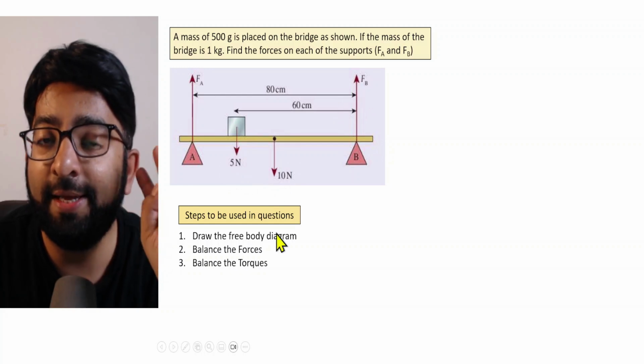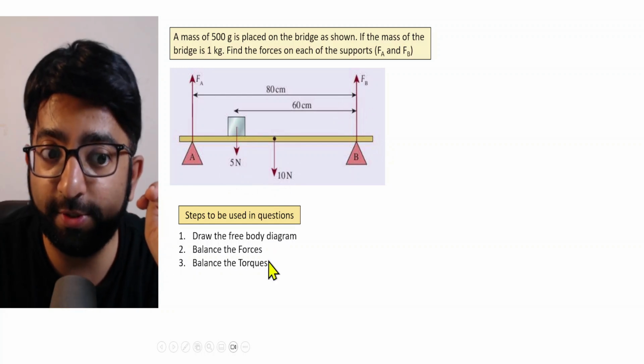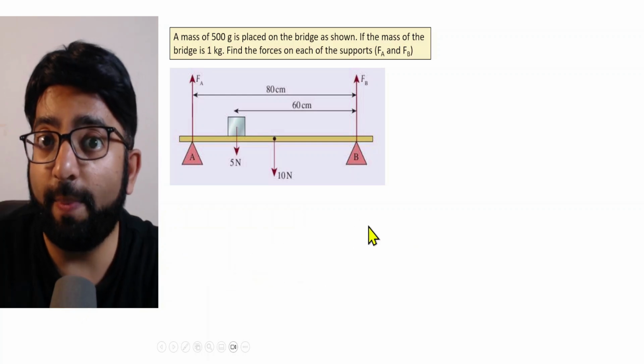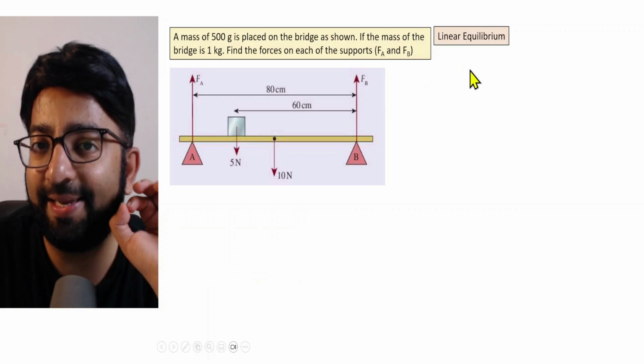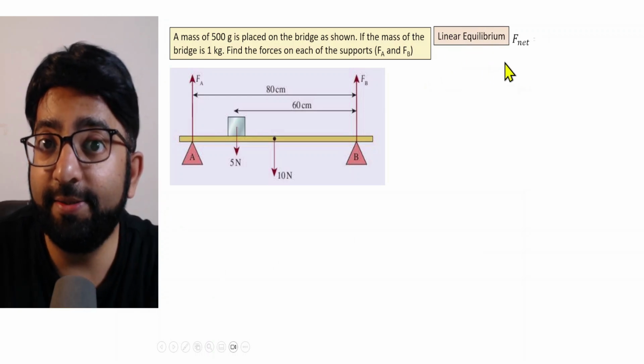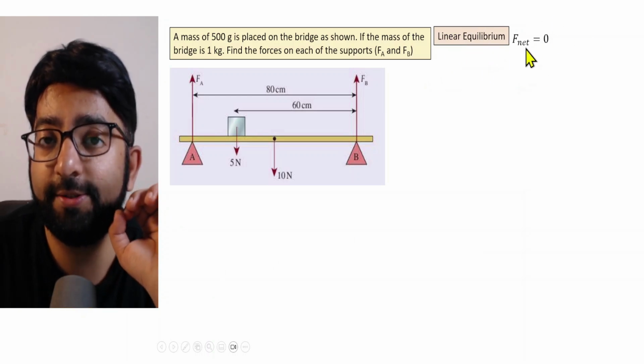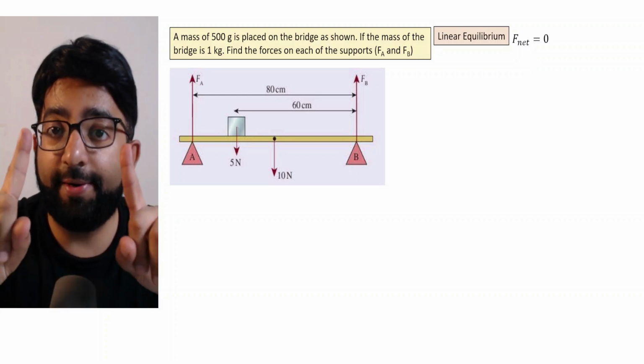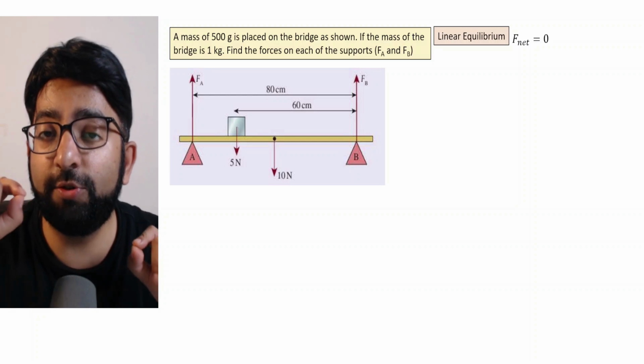So that is step one. Step number two is to balance the forces, and then we will balance the torques. So let's start with step two, which is balancing the forces, which is basically linear equilibrium, and hence the net force acting on the object is equal to zero, which means the total forces acting in the upward direction and the downward direction need to balance.